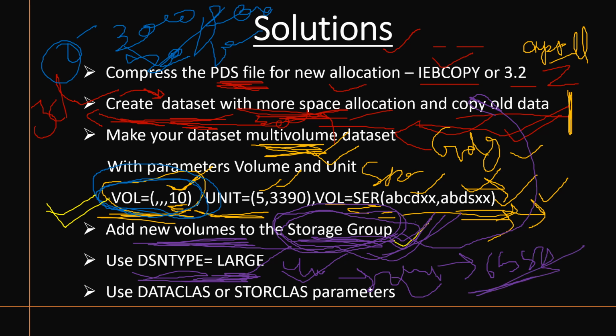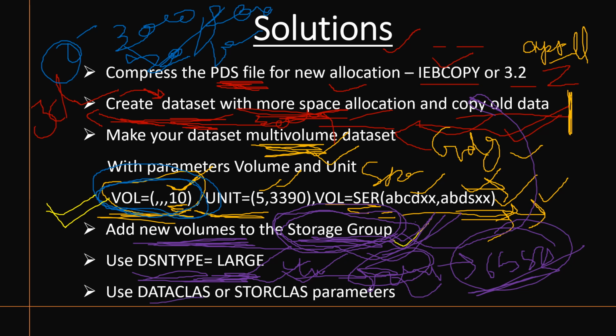Once you give DSNTYPE=LARGE, the file will be bigger, meaning it can go beyond 65,535 and more tracks can be allocated to it. Okay, from 4 GB it can be a 225 GB file. And last but not least, here you can use the data class parameter and the storage class parameter also.